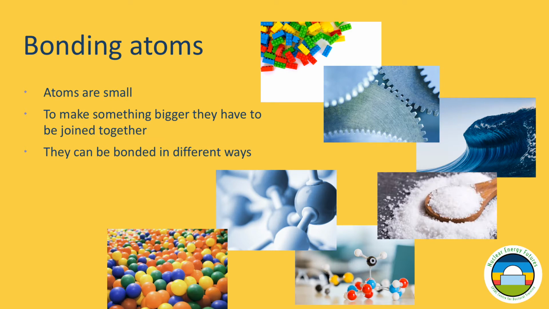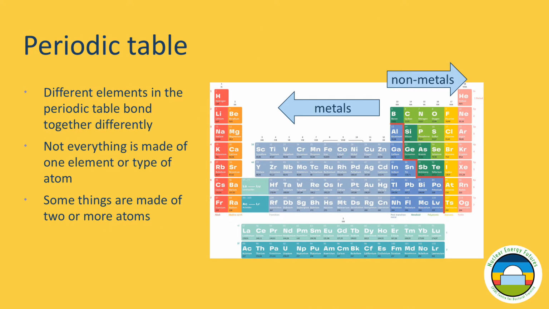So atoms are really small, so to make something bigger, they have to be joined together. And different atoms can be bonded in different ways. We can actually find out how they might bond, again by looking at our periodic table. So different elements in the periodic table bond differently. So not everything is made up of one element or atom. Some things are made up of two or more atoms. So we group our atoms into metals and not metals.